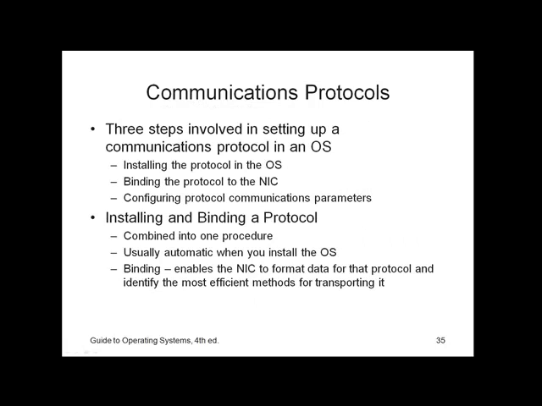There are 3 steps involved in setting up a communications protocol in an operating system. First, you have to install the protocol in the operating system. Then you're going to have to bind the protocol to the NIC card. Last but not least, you're going to have to configure the protocol communication parameters. Now, typically, installing and binding a protocol is combined into one procedure, and it's usually an automatic procedure when you install the operating system. Binding enables the NIC to format data for that protocol and identify the most efficient methods for transporting it.